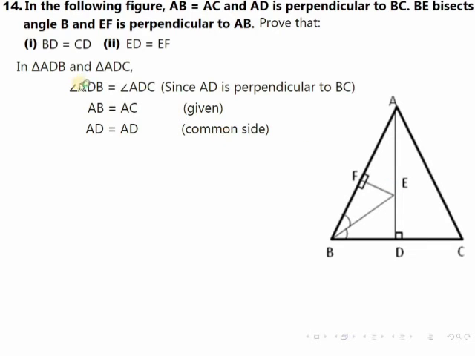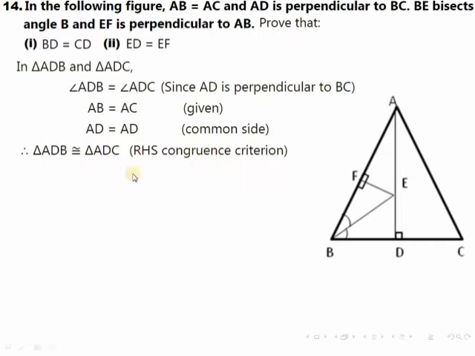So what is happening? ASS, isn't it? Right? So no, not ASS. You can say it is RHS, because this is a right angle. Okay, and this acts like the hypotenuse and this acts like one of the sides, isn't it? So this is your right angle, hypotenuse and side. So using RHS congruence, we can say that the two triangles ADB and ADC are congruent to each other.